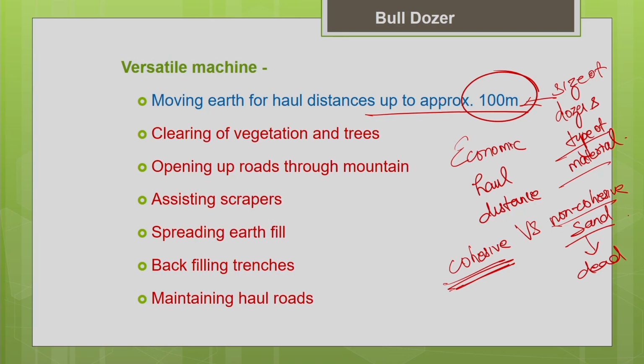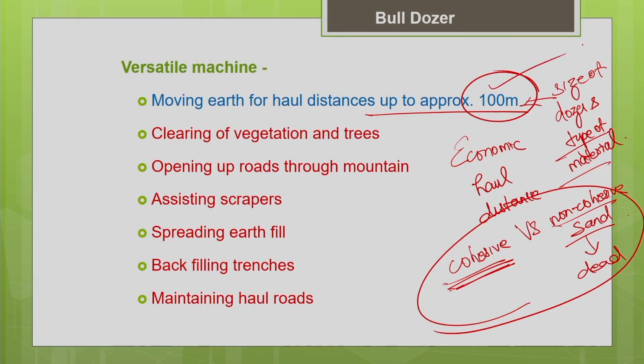What haul distance is possible depends upon the size of your bulldozer, and also on the type of material you are going to push with it. Commonly, you can say the maximum haul distance is up to 100 meters. Apart from earth moving operations, you can use this machine for many other activities.